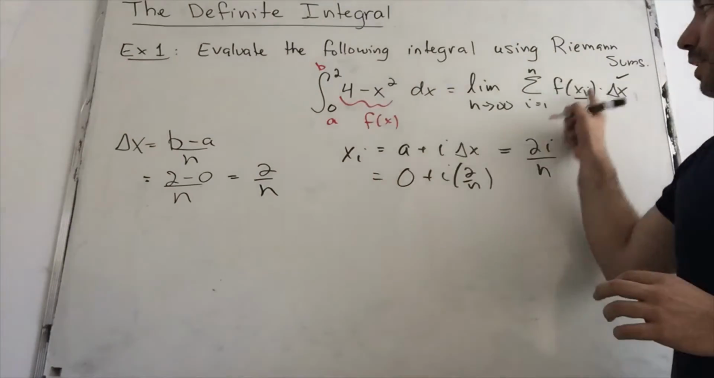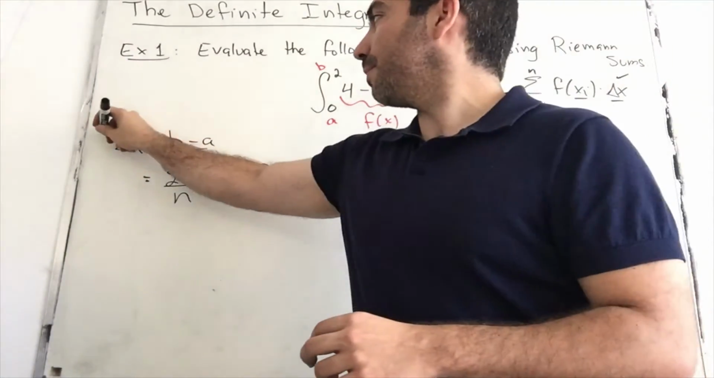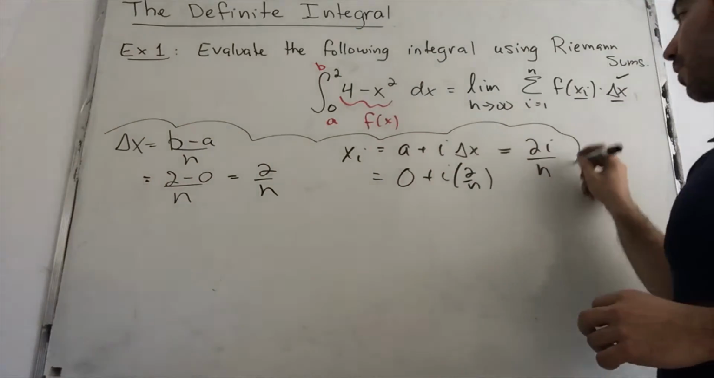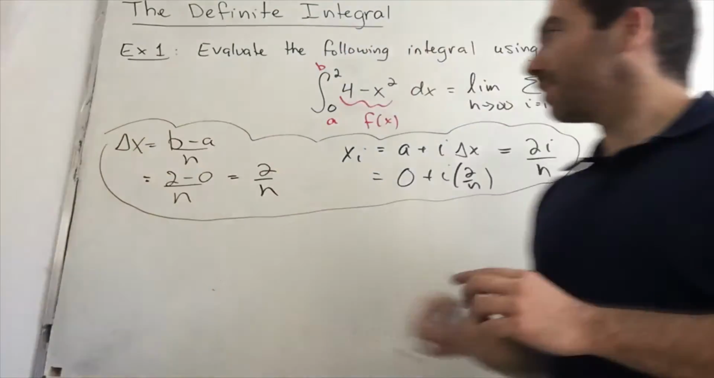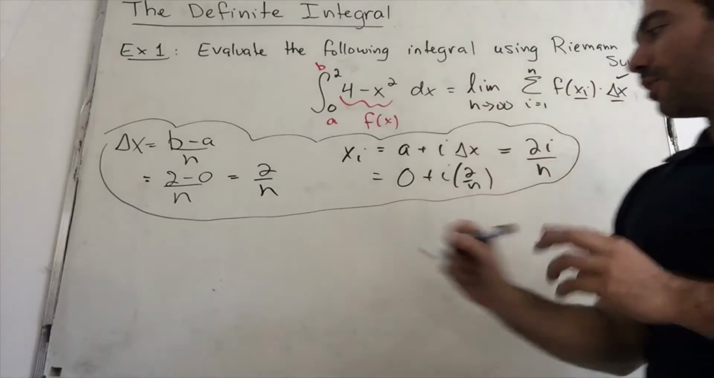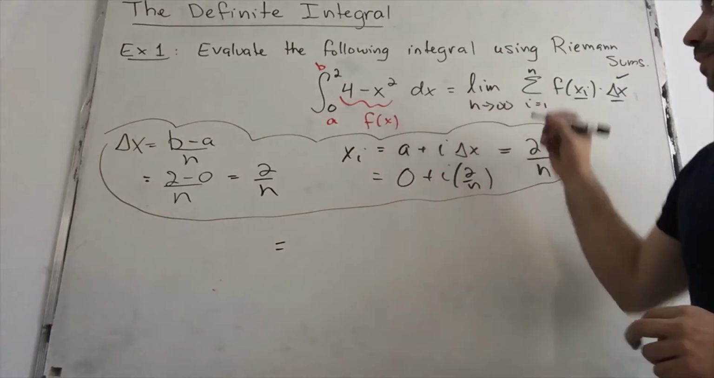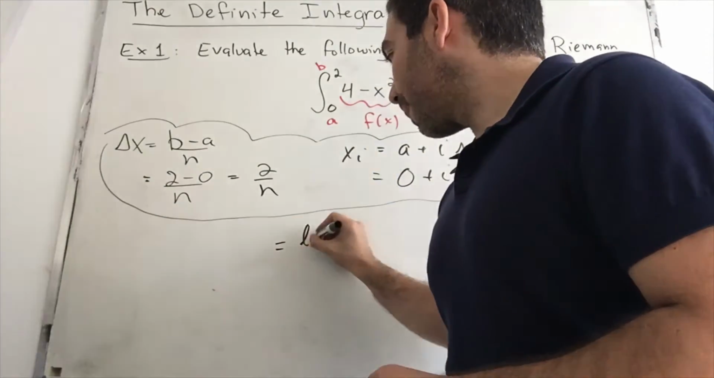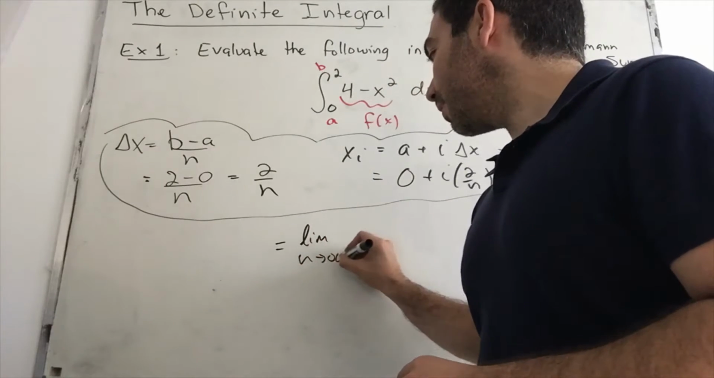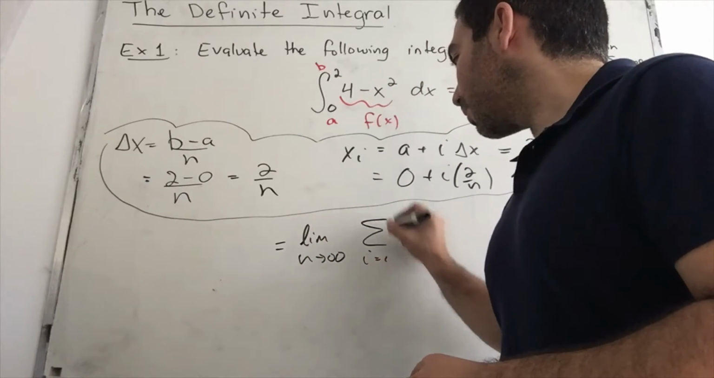Good. So this limit up here, this is work we do on the side. Everything in here, this is side work. Once we found these values, we continue from the limit. So we're continuing from up here to the limit. So we have the limit as n tends to infinity, summation i equals 1 to n.